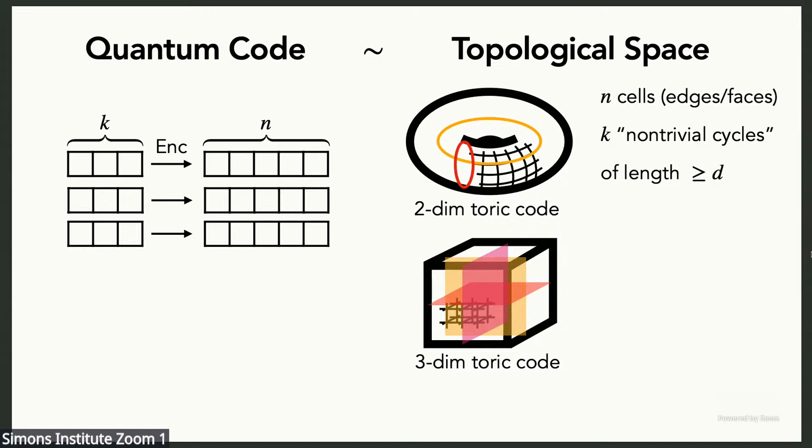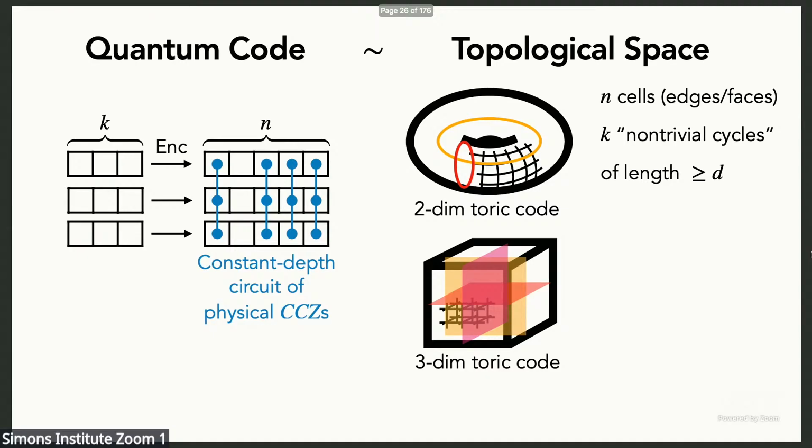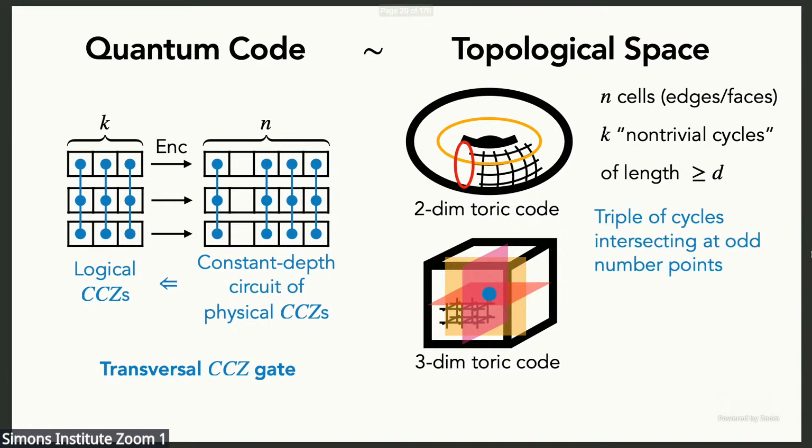So for simplicity, let's just imagine we're trying to do transversal CCZ across 3 different code states. So we have 3 code states, and we want some constant depth circuit of physical CCZ gates such that when we perform these physical CCZs, it induces logical CCZs on our underlying messages across the 3 code blocks. This was our definition of a transversal CCZ gate. It turns out that on the topological side, this corresponds exactly to having a triple of cycles that intersect at an odd number of points, such that the parity of this intersection number is robust under local perturbations.